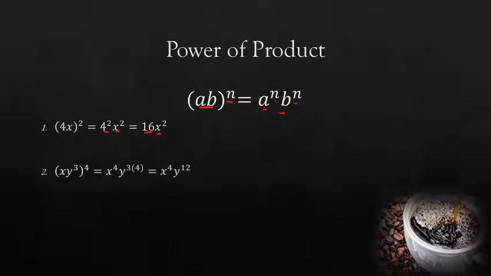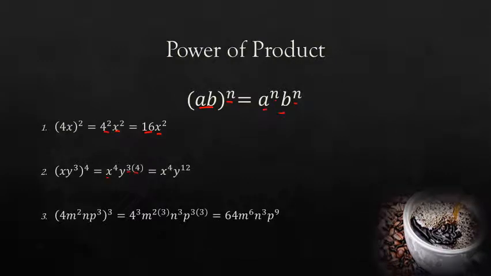If you have x y cubed, and this whole product is raised to the power 4, then what we do is raise x to the power 4, and raise y to the power 3 times 4. And so we get x to the power 4 times y to the power 12.